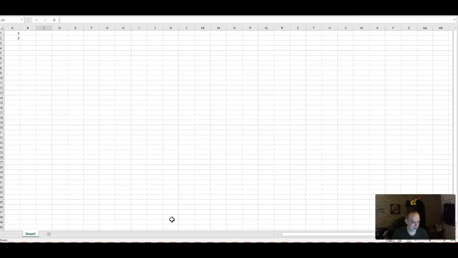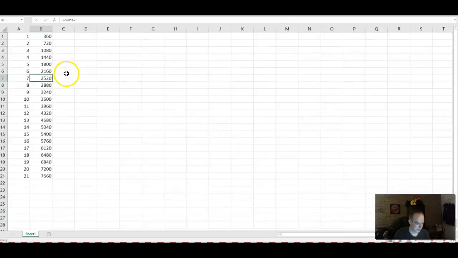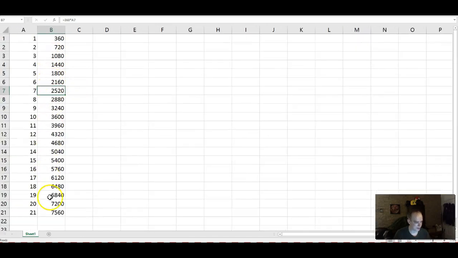Let's do a shortcut. What I'm going to do is come over here to my spreadsheet and make a list of all the multiples of 360. So I'm just going to do 360 times that, and copy this down, right? Everything in this column that you're seeing here is a multiple of 360, all the way up to 21. I'm not going to need this many, but I'm just going to have them anyway. Now what I'm going to do is take that and divide by 8.